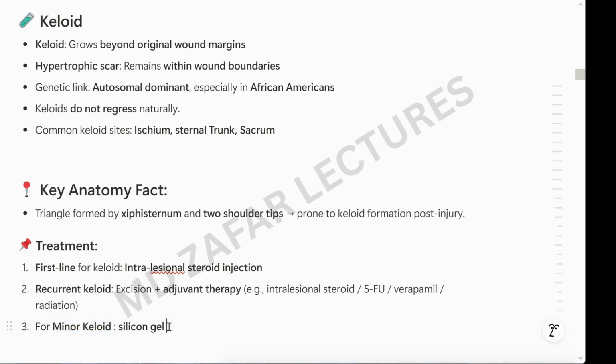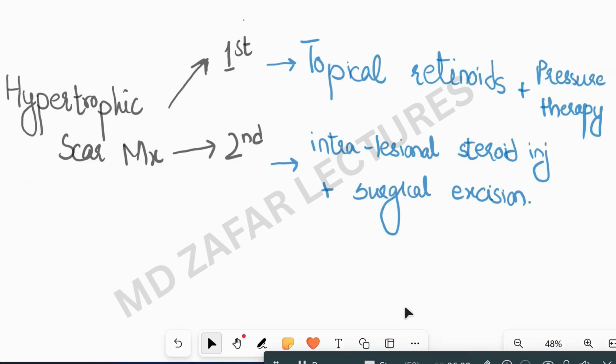So now I will talk in the form of a diagram which is relevant to solving the MCQs. I have made this diagram to help you visualize and guide you through the MCQ management. In hypertrophic scar, the first line management is topical retinoids followed by pressure therapy. So if the MCQ asks what is the first line or the best therapy for hypertrophic scar, you can select these two options. However, if these options are not available or the question asks for the second best treatment, then intralesional steroid injection followed by surgical excision will be the answer.